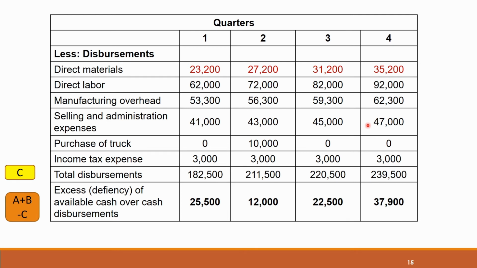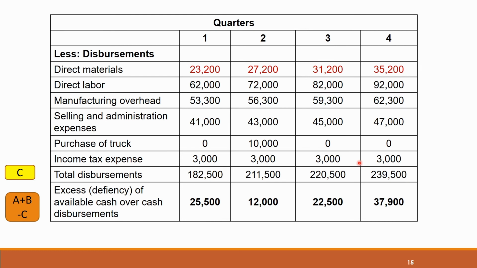And based on the question given, there is a transaction, purchase of a truck in the second quarter. So you have to record it only in the second quarter. That one is a cash payment. So 10,000 for the second quarter, and for the rest you just put 0. And based on the question, income tax expenses paid for each quarter are 3,000. So this one you have to record for each quarter, 3,000. The second, the third, and the fourth quarter we have to record the same amount.